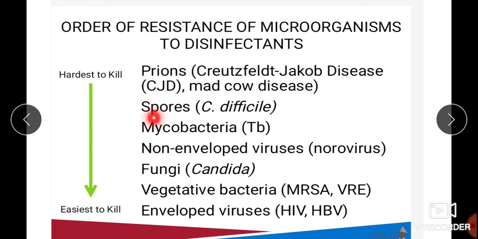Then next, spores of Clostridium are hard to kill, then mycobacterial tuberculosis organisms. Then next, non-enveloped viruses. Then next, the fungi, for example Candida. Then next, vegetative bacteria, and then enveloped viruses. If we go from top to bottom, at the top we can see the hardest organisms, and these are resistant to a number of disinfectants.